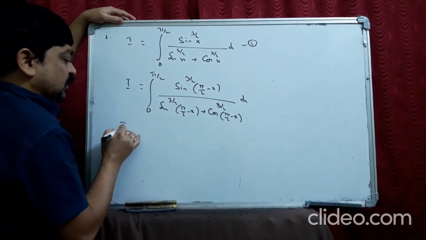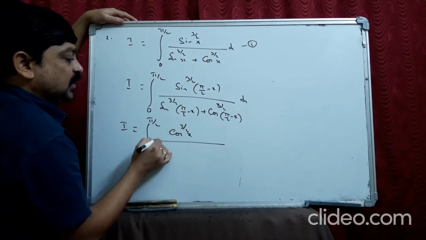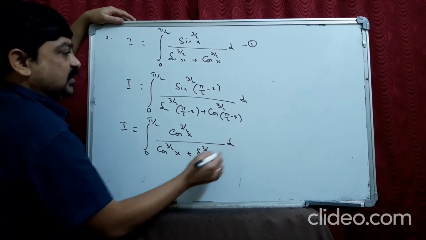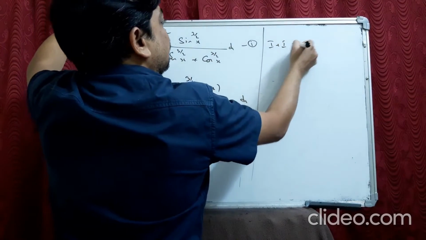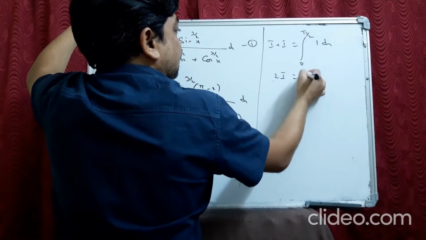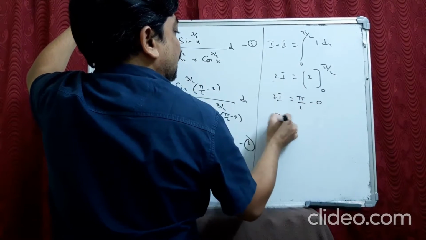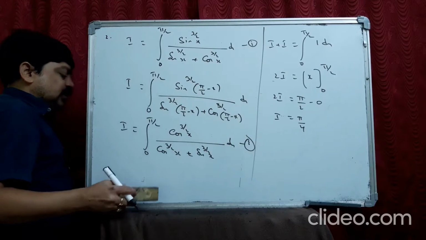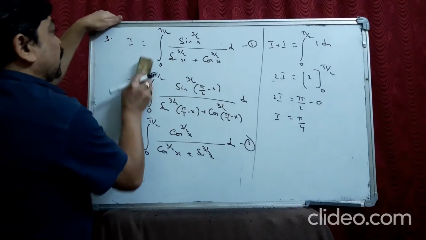This is 1. So I equals the integral from 0 to pi by 2. When you apply the property, it becomes cos power 3 by 2 of x by (cos power 3 by 2 of x plus sin power 3 by 2 of x) dx. This is 2. If I add 1 and 2, the same thing happens here. From 0 to pi by 2, it becomes 1 dx. 2I is equal to x from 0 to pi by 2. 2I equals pi by 2 minus 0. I is equal to pi by 4. Okay, this is the third question. Now the fourth question also uses the same concept.